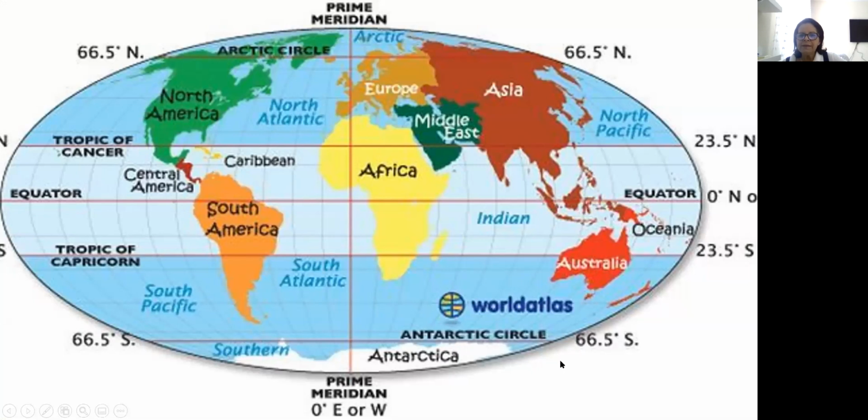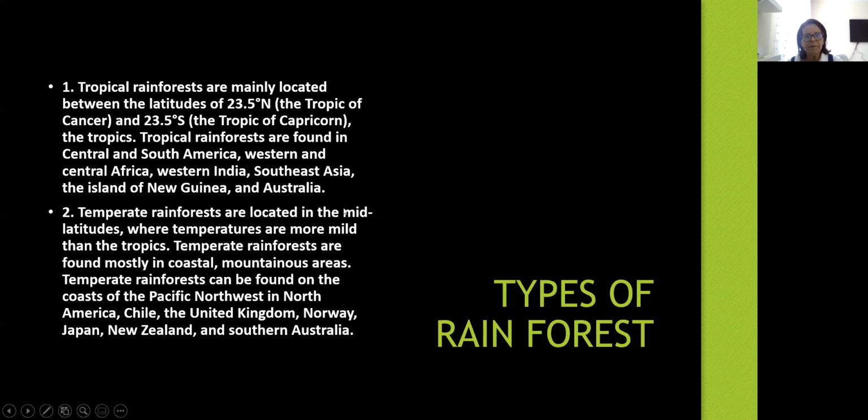In this way, the students will see that from 0 degrees to 23.5 degrees south is where we have the rainforest, and also from 0 degrees to 23.5 degrees north, we have the northern part of the rainforest around the world. We can see the types of rainforest, as I was saying, with a map: tropical rainforest, located between the Tropic of Cancer and the Tropic of Capricorn.